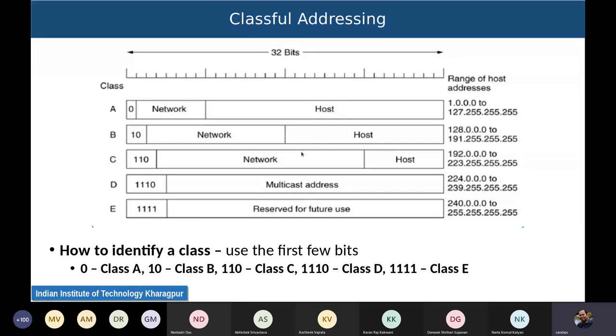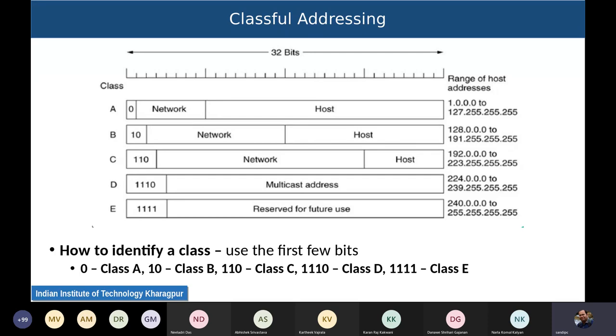And how do we identify individual classes? If the first bit is 0, that means it is a class A address. If the first 2 bits are 1, 0, then it is a class B address. If the first 3 bits are 1, 1, 0, then it is a class C address. If it is 1, 1, 1, 0, then it is a class D address. And if it is 1, 1, 1, 1, then it is a class E address. So that way you just scan the first few bits and accordingly you decide the class of the address, and accordingly you decide the boundary of the network address space. That means how many bits we are using for the network address part.